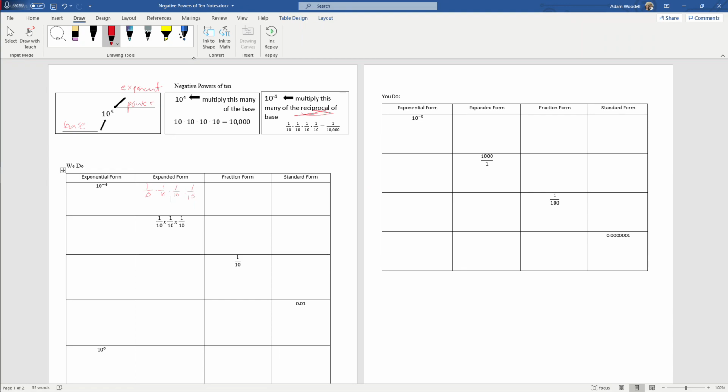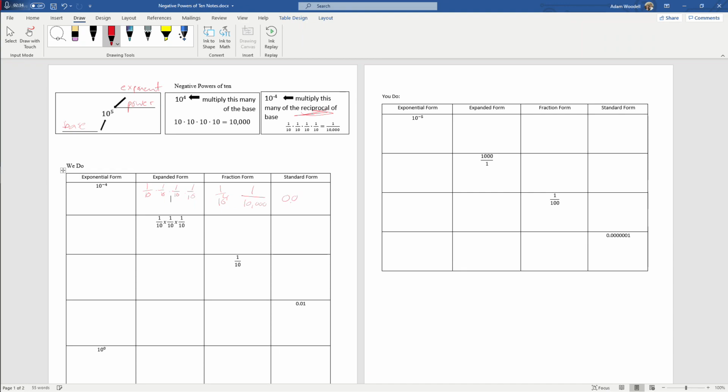Fraction form, I think there's two different ways to think about it. You could write it as 1 over the exponent, so 1 over 10 to the 4th, or we could actually figure out what 1 over 10 to the 4th looks like. If I'm multiplying all this together, I know the numerator is going to be a 1, because 1 times 1 times 1 times 1 is 1. And then the bottom I'll do 10 times 10 times 10 times 10, which ends up being 10,000.